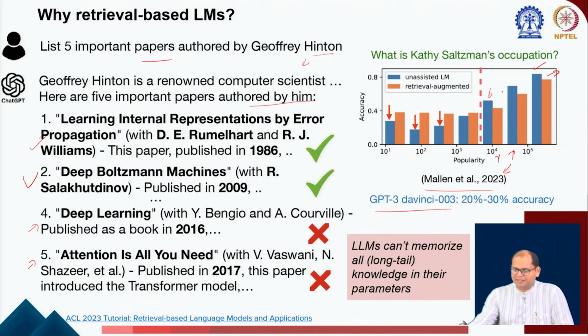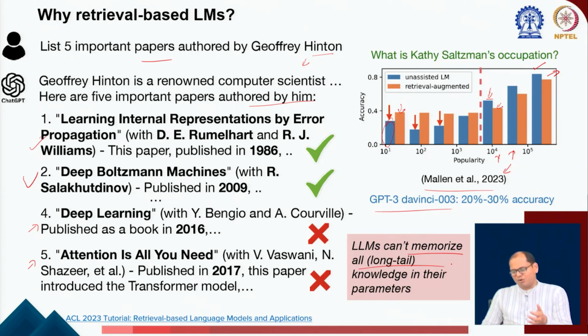So this has a better accuracy than a RAG model. On the other hand, if you look at the tail entities, that means they don't have so much occurrence, clearly the unassisted language model performs worse than retrieval augmented, right. So retrieval augmented can help in the case of entities that are not so popular in the data. LLMs can't memorize everything that they have been trained on in their parameters.